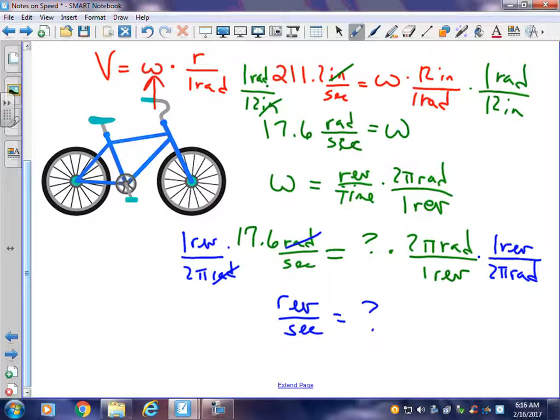And the answer to this question comes out 2.80 revolutions per second. So this is what the 3 problems I want to do today are like. So we're going to look at 2 more examples of this.